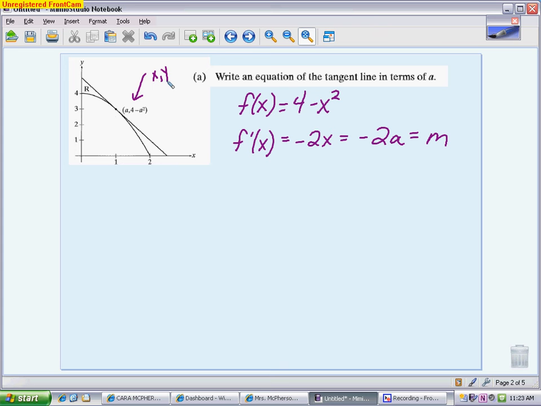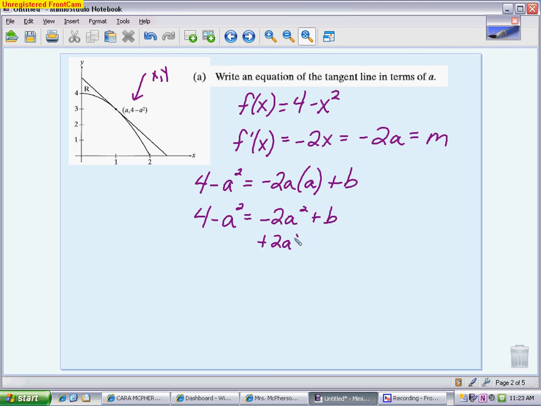So when I do my equation, I can either do y equals mx plus b, or I can do point slope. It really doesn't matter. I actually started it as a point slope, but you could do it as y equals mx plus b. Either way would be fine. If you go y equals mx plus b, you would have y is 4 minus a squared equals your slope is negative 2a, your x is a, and then plus b. We get 4 minus a squared equals negative 2a squared plus b. Add this to the other side to get b. So we get our b value to be 4 plus a squared.